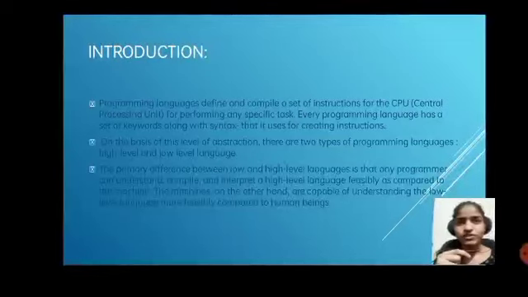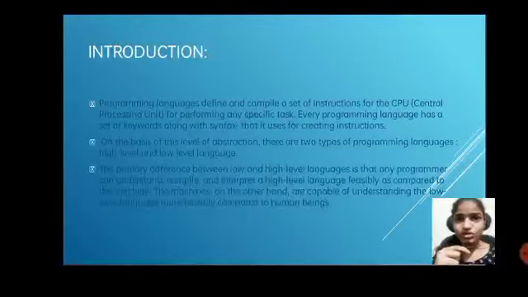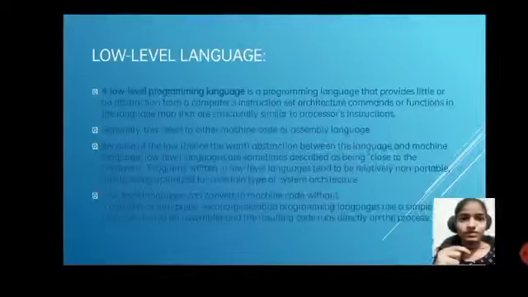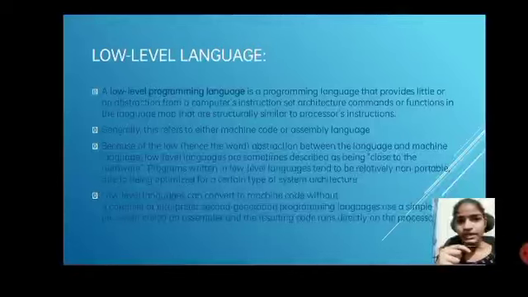Some examples of high level languages are C, C++, etc. In machine language they become machine code and assembly language, which will be understood by the processor or machine. So let's see in detail what low level languages are.